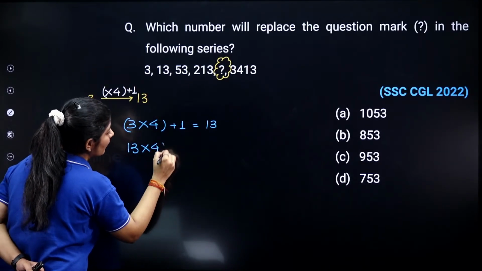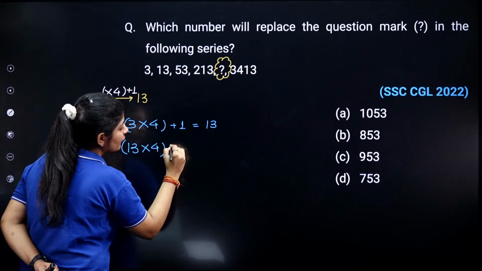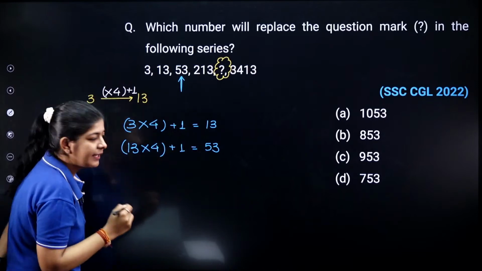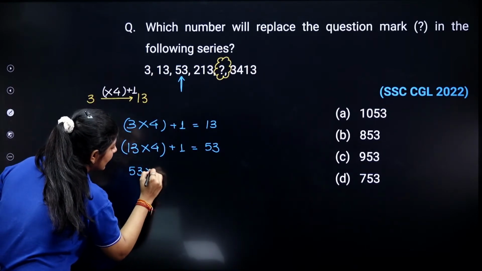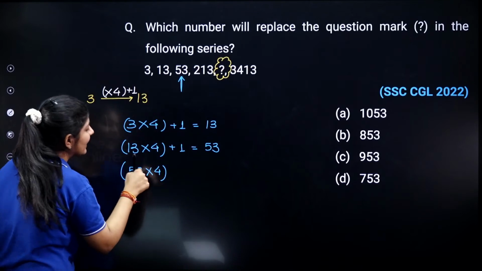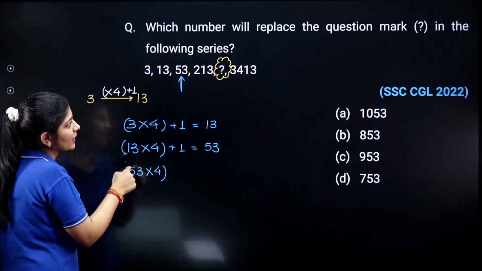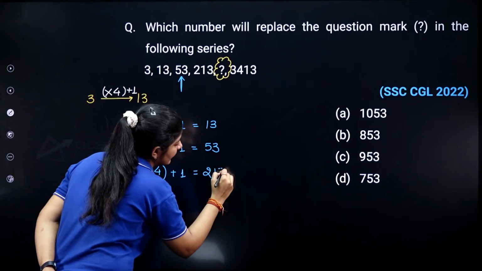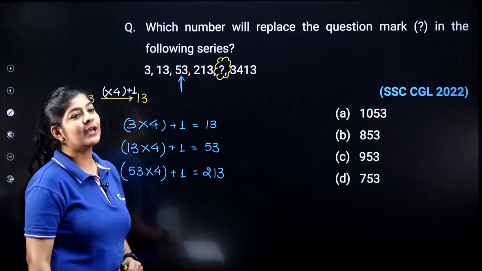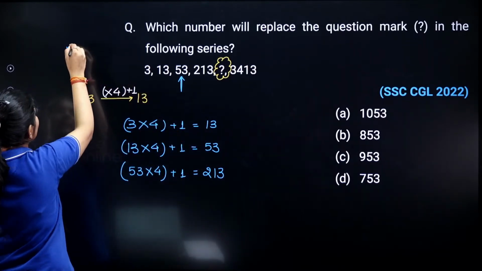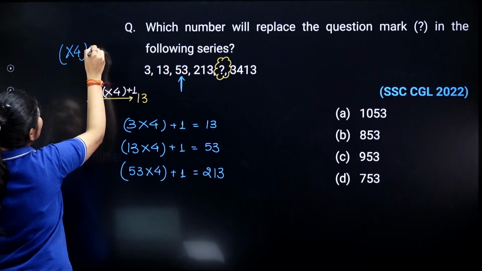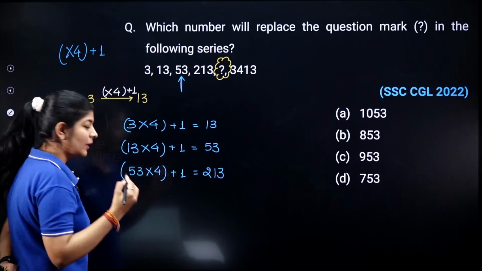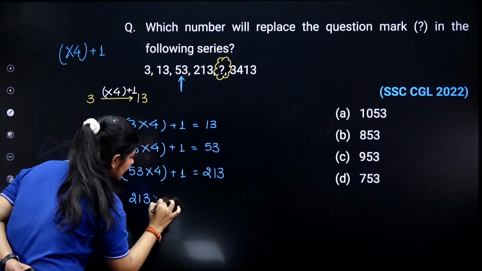13 into 4, that is 52. 52 plus 1, we are getting 53, which is mentioned over here, right? 53 into 4. What we are getting over here? 12 and the 1 is carried on, that means 212. 212 plus 1, we are getting 213. That means the logic that we are having in this particular number series is into 4 and after that we need to add plus 1 to it. So the next number that we want is 213 into 4.